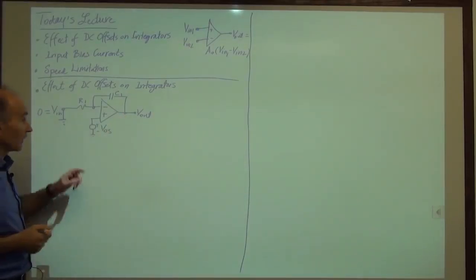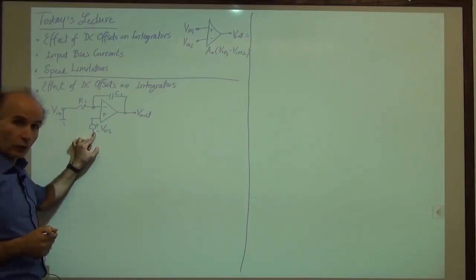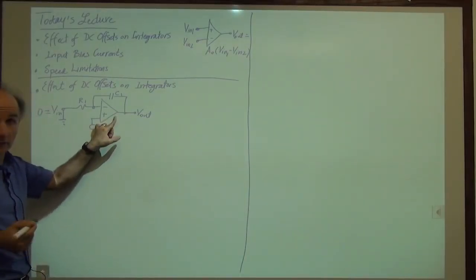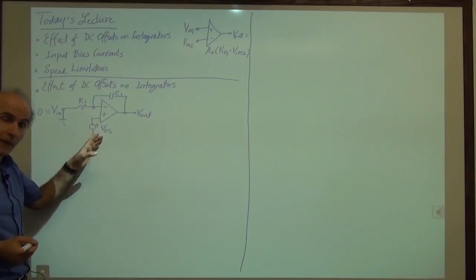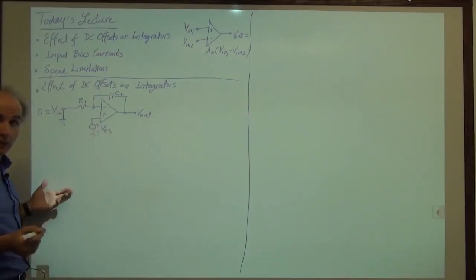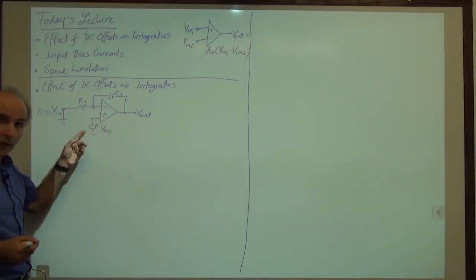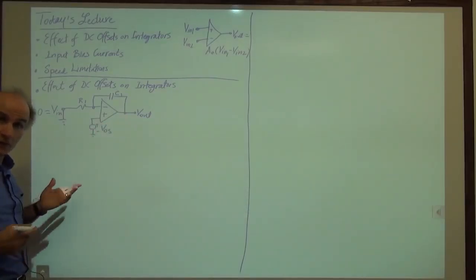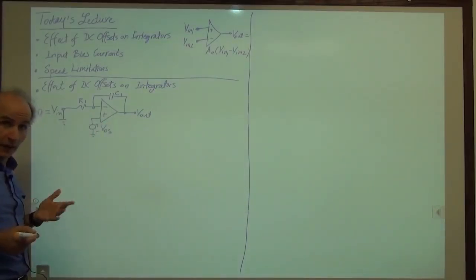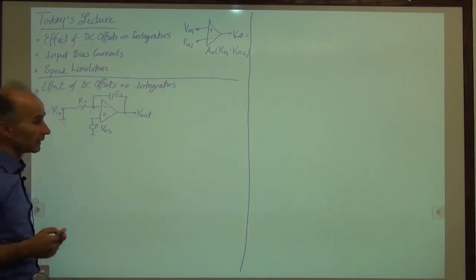Now VOS is a constant voltage. So the transfer function from here to here is not very meaningful. VOS is constant, right? So we should look at something else. Maybe we should look at the time response of the output when there is an offset here and see if it does something interesting and perhaps troublesome.